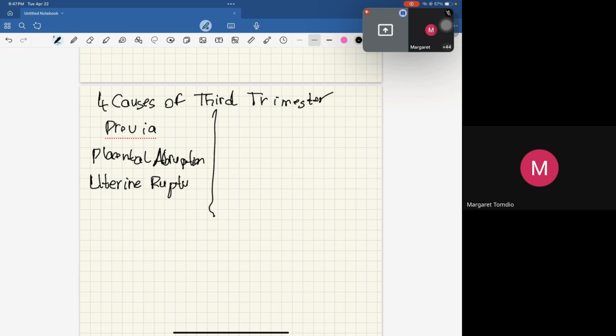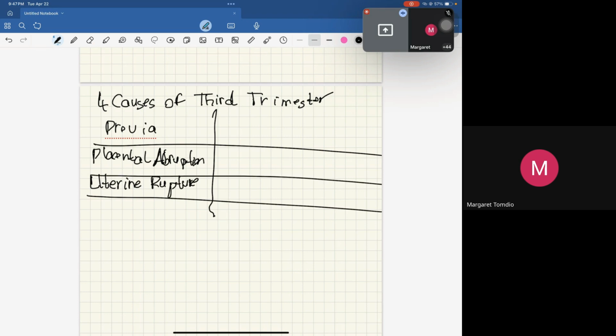So how do you differentiate between placental abruption and uterine rupture? Remember, in placental abruption, you can still feel the uterus. When you palpate the abdomen or do a physical examination in placental abruption, the abdomen will be tense and the uterus will be very tense because the placenta has been separated.